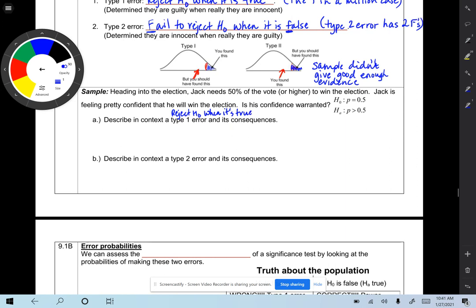So if you're going to reject the null in favor of the alternative, this is what you end up determining. You determined that Jack had more than 50% of the votes when he really didn't.